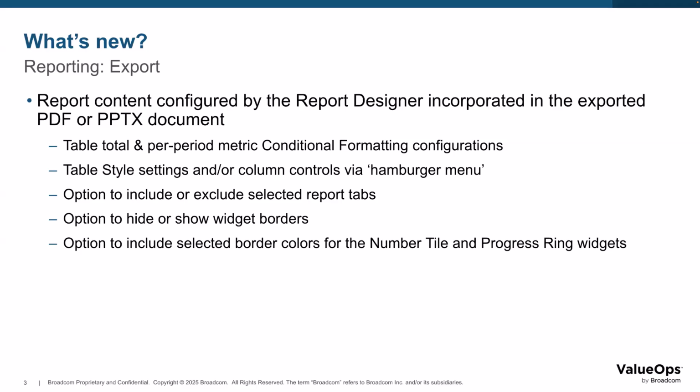We're also going to then look at, how do I exclude certain report tabs during a scheduling exercise? And then there's the ability to hide or show widget borders, which makes for a clean report in the export. And then there's a new capability to set border colors for the number tile and the progress ring. We'll show the number tile and how that is impacted in the exported report. So with that, let's get started.